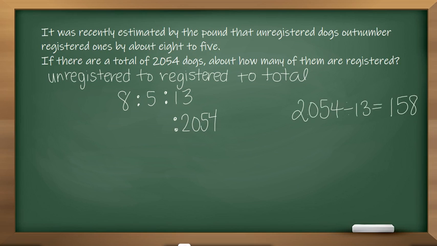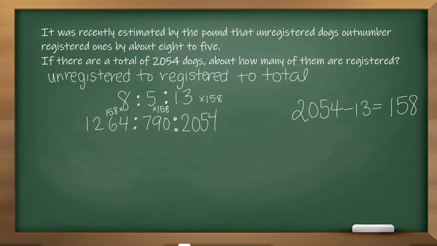So that means to keep my ratio equivalent, what I need to do is multiply each of the original numbers in the ratio by 158 to get the equivalent ratio that we're trying to find. So now that I've got my ratio, which just to remember is unregistered to registered to total, would be 1,264 to 790 to 2,054. Now I'm going to go back to the original question and try to answer it.